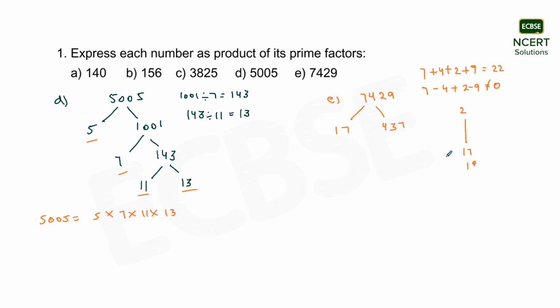Now coming to the prime factor 19, I can easily take the prime number 19 out from this number and I'll be left with 23. And as we know, 23 is a prime number itself. So at this stage, the factor tree will terminate and 7429 will be equal to 17 into 19 into 23. That is, I can represent the number 7429 as the product of its prime factors which have been obtained from the factor tree. So this was about the first question of exercise 1.2. I hope this question is clear to all of you.